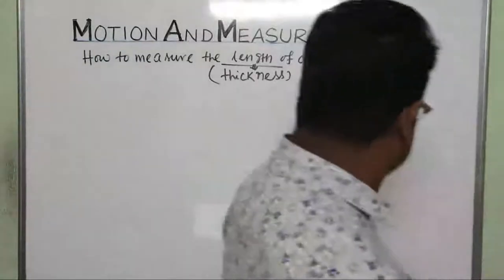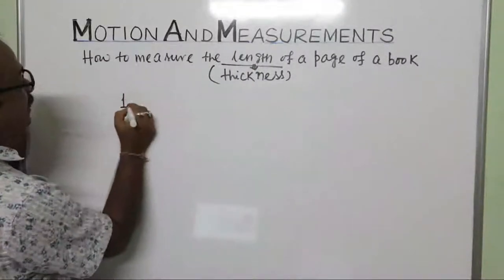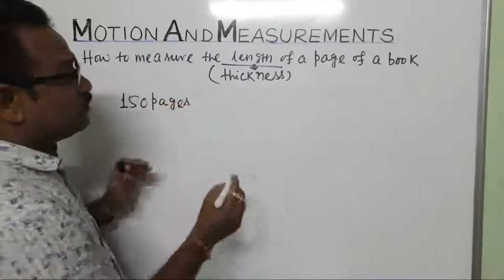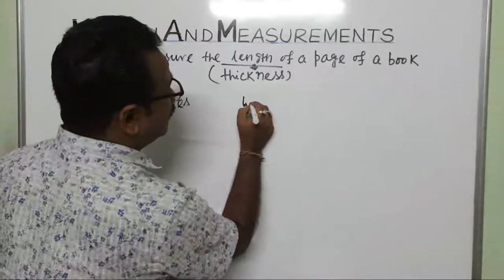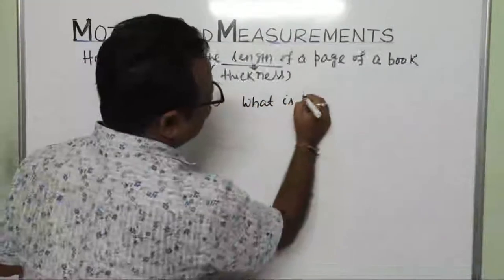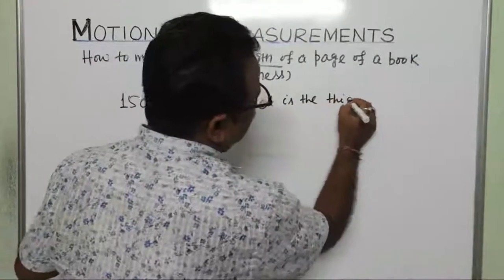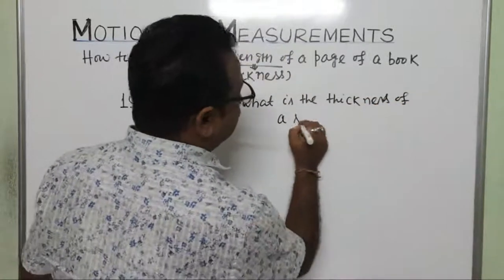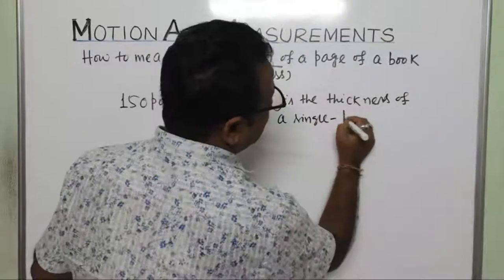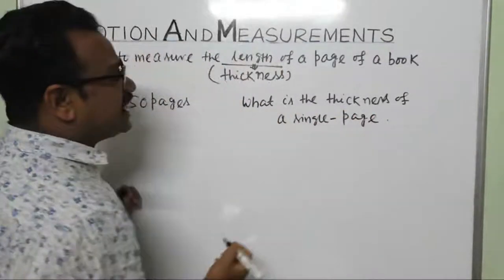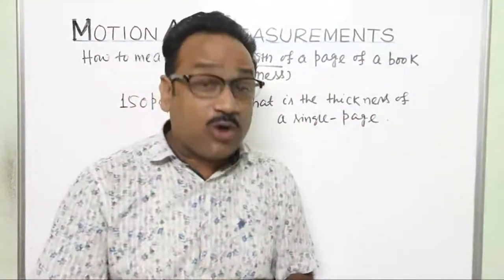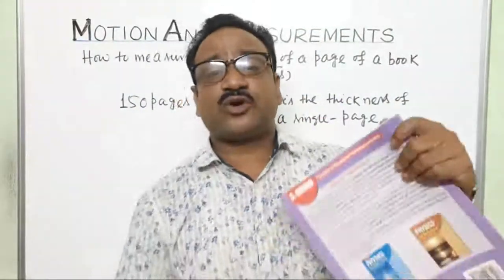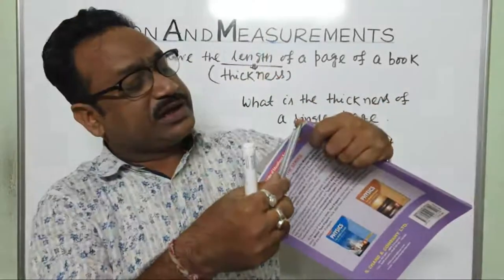So I have a book of 150 pages. Now, what is the thickness of a single page? So, how to find out? Take this book and measure the total pages by using the scale.